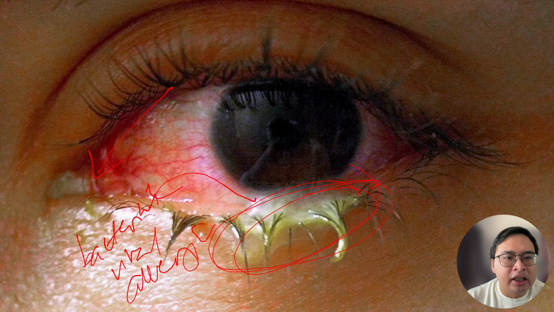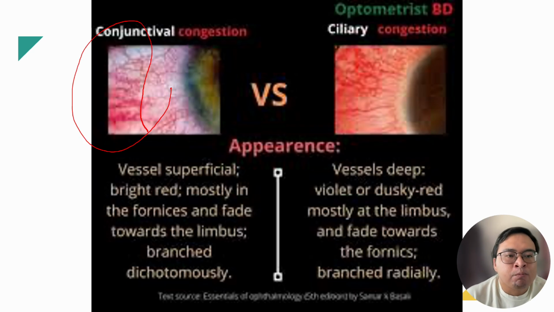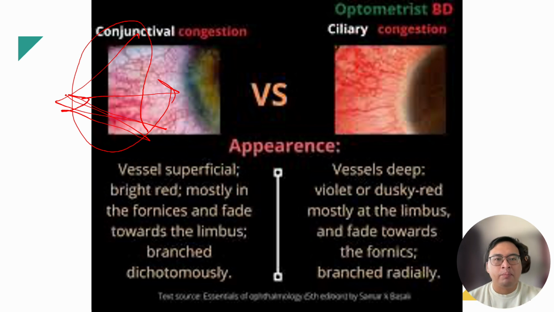Next, so how about if the redness is towards the limbus? It's called a ciliary injection. Right? So let's look at the next figure to try to identify the differences. So with conjunctival injection, the vessels are superficial and they are brighter red because they are superficial. So located towards the edges or the so-called fornices, and it fades towards the limbus. Okay? And the branching is dichotomous, meaning it branches into twos. In contrast, in ciliary congestion, the vessels are deeper and are located more towards the limbus. Right?